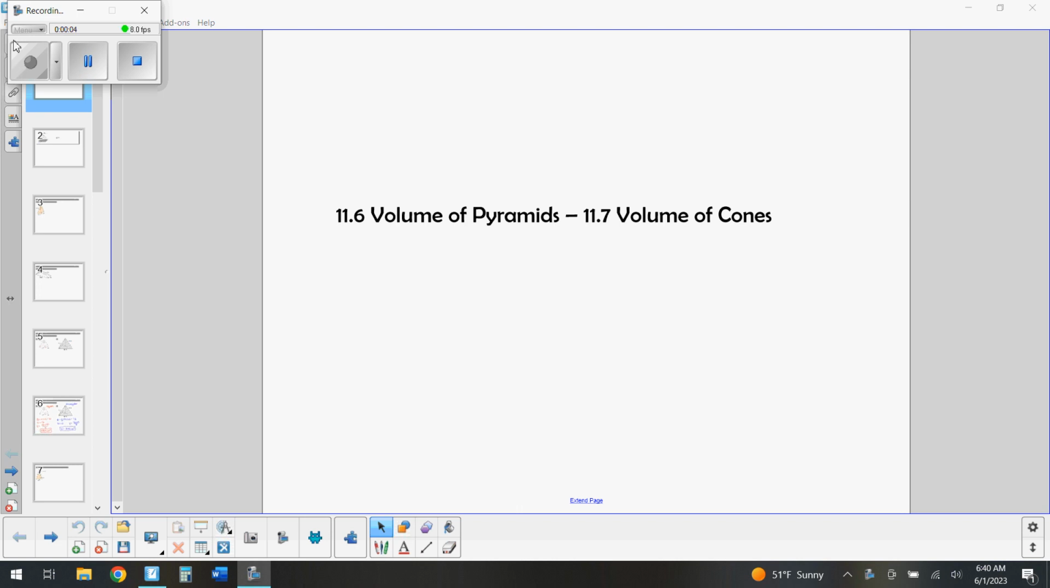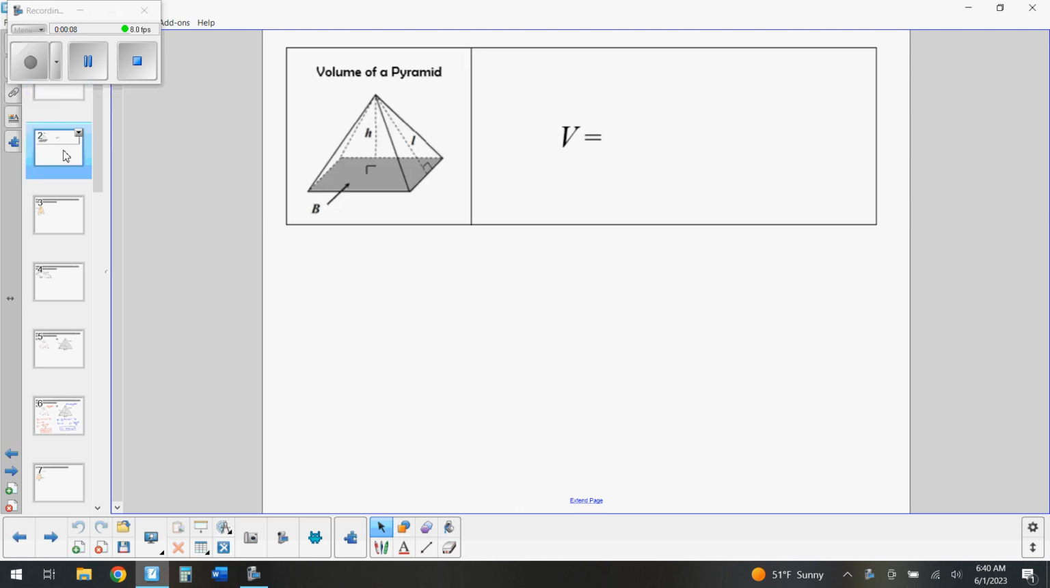This lesson is now about the volume of pyramids and the volume of cones. So the volume of a pyramid is very much like the volume of a prism. We're going to take the base and find the area of that, and we also have the height. But this time, instead of the height being the distance between the two bases, it's the distance from the base to the vertex. And what we're going to do is take the area of the base times the height, and you notice that's the prism formula, and we're going to put it over 3.